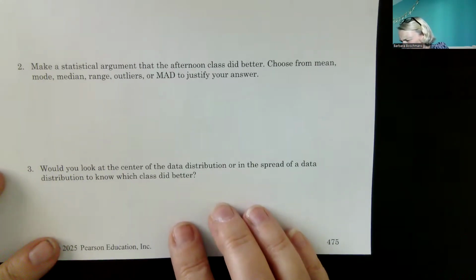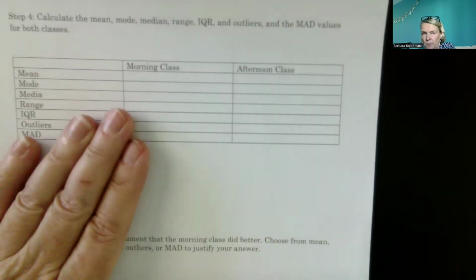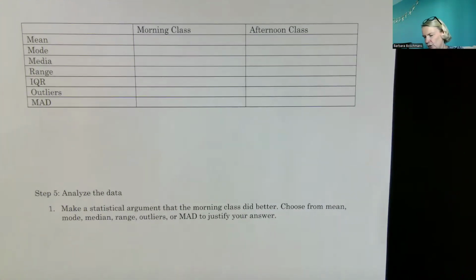And then would you look at the center of the data? So where data is centered is your mean, mode, and median. Or the spread of the data. That's going to be your range, your interquartile range, outliers, and your MAD value. And use that as an argument for which class did better. So you need a strong argument that's backed up with data, with numbers from your table up here. But you can choose for number 3.